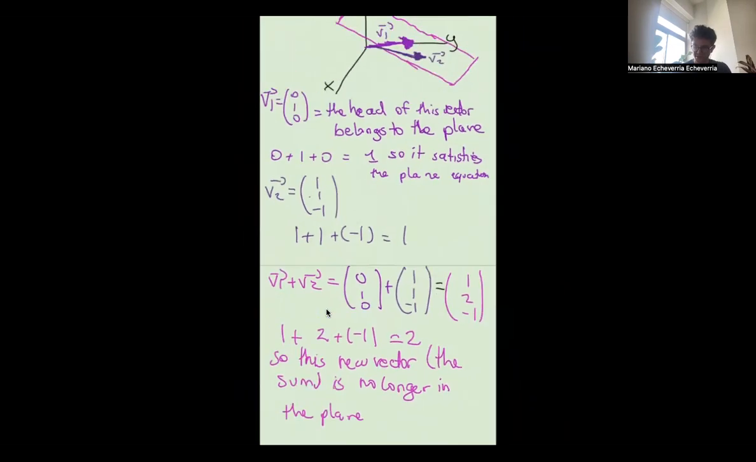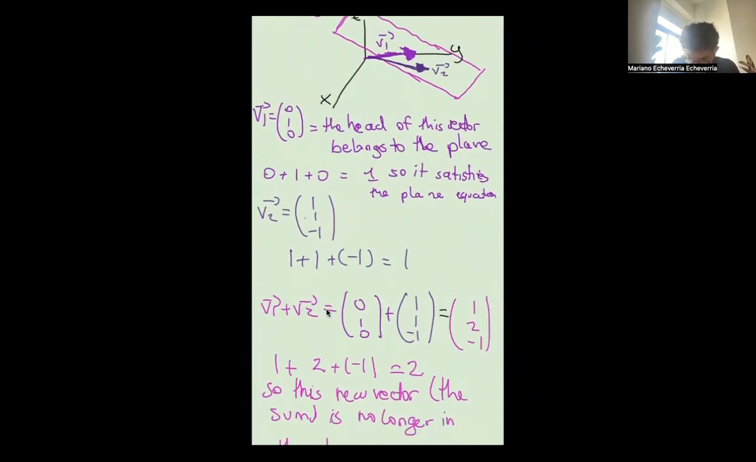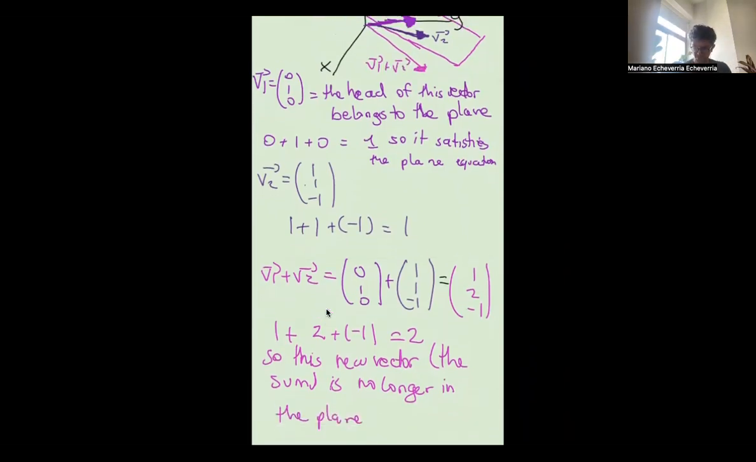So just to emphasize that, it's kind of hard to draw here. It might look something like this. This is where V1 plus V2 is. It's outside the plane. Is that making sense?